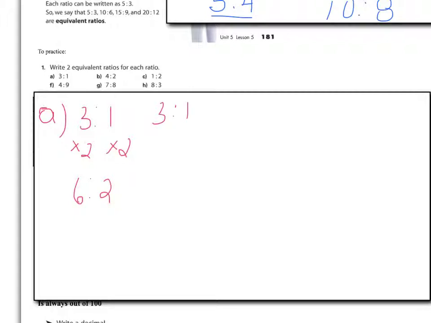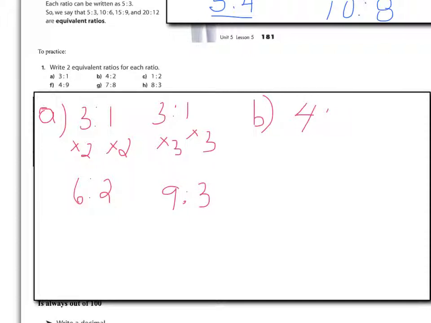What else could I do? 3 to 1. Let's multiply by 3 to both numbers. 3 times 3 is 9. 3 times 1 is 3. So 9 to 3 would be an equivalent ratio. You might have chosen different numbers. As long as you have multiplied by the same number to the front and the back, we are okay.